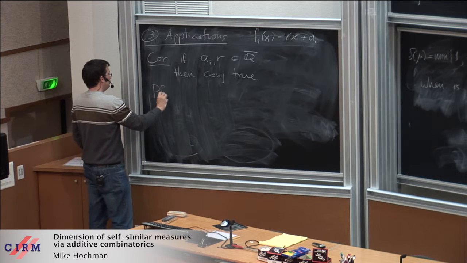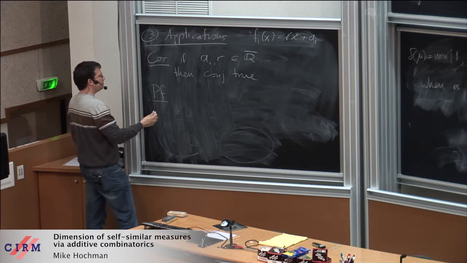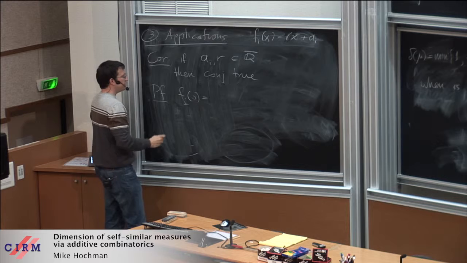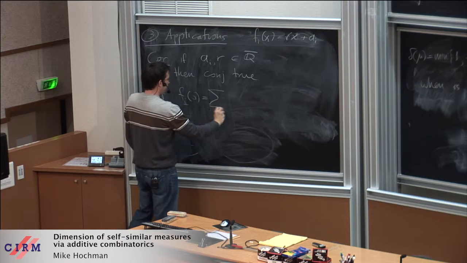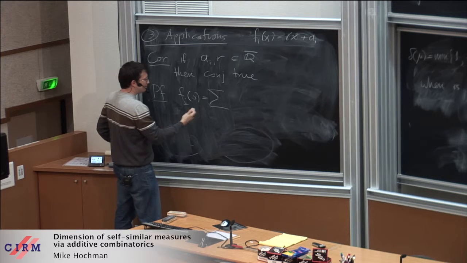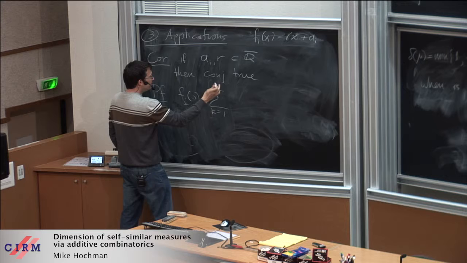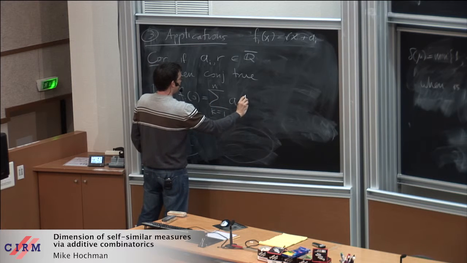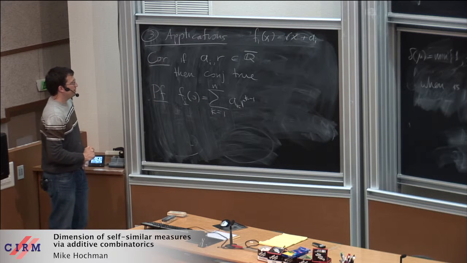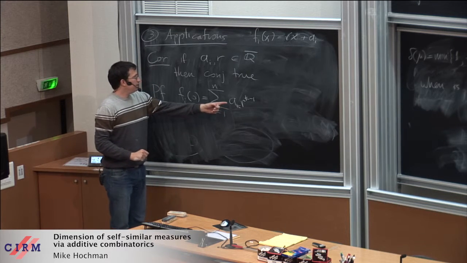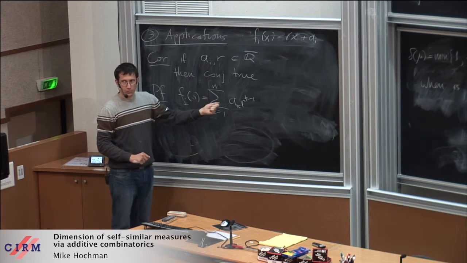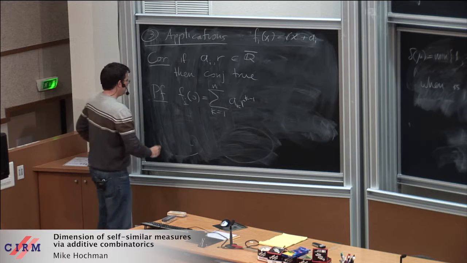And the reason this is true is the following. Well, first let's compute what is f sub I of 0. You compute it, and this is a composition of affine maps, and what you get is that it's the sum k from 1 to n of ak r to the k minus 1. I think that's what it is. And so this is a polynomial in these variables. There are several variables, but it's an integer coefficient polynomial. The coefficients are all 1 in these algebraic numbers.